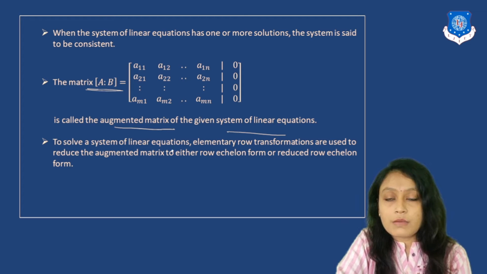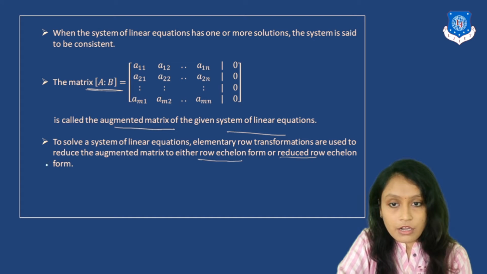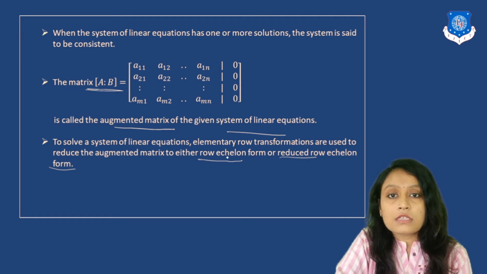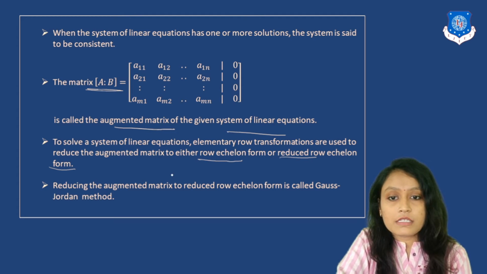Now to solve a system of linear equations, elementary row operations are used to reduce the augmented matrix to either row echelon form or reduced row echelon form. In the previous session we studied reduction to row echelon form, and that method was known as the Gauss elimination method. Today we will discuss reducing the augmented matrix to reduced row echelon form, and this is known as the Gauss-Jordan method.